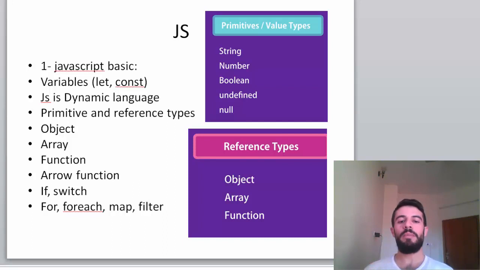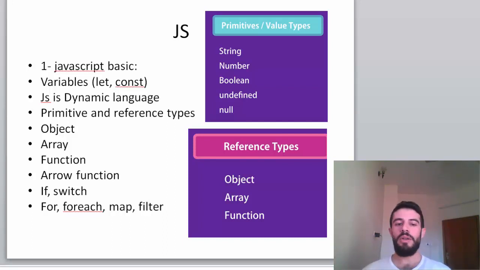Also, we will talk about primitive and reference types. Primitive and reference exist not just in JavaScript, but in most programming languages. For example, primitive data types like string, number, boolean, undefined, null, and so on. JavaScript has just these. In other programming languages, there are other primitive types. The reference types are also such as object, array, function, and so on.